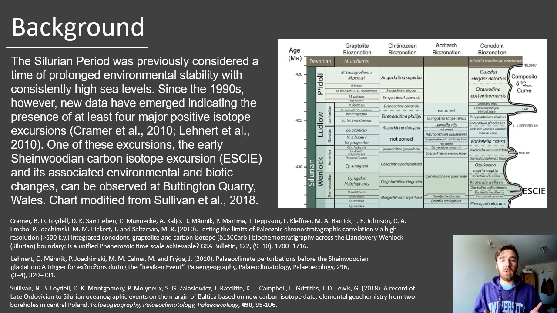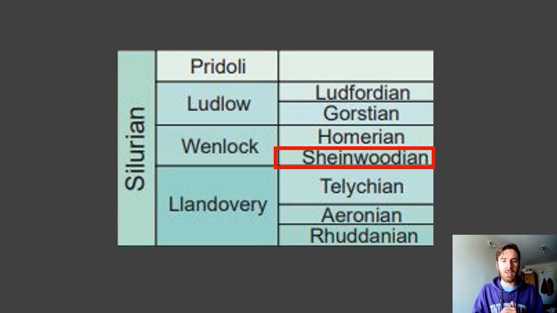This is surprising considering that the ESCIE, or Early Sheinwoodian Carbon Isotope Excursion, seen here on this modified chart from Sullivan et al. 2018, is present at Buttons Quarry, and its effects can be observed upon the arthropod fossils present. So here we can see the Sheinwoodian age within the Wenlock epoch and the Silurian system in this chart, a partial chart from the International Commission on Stratigraphy.